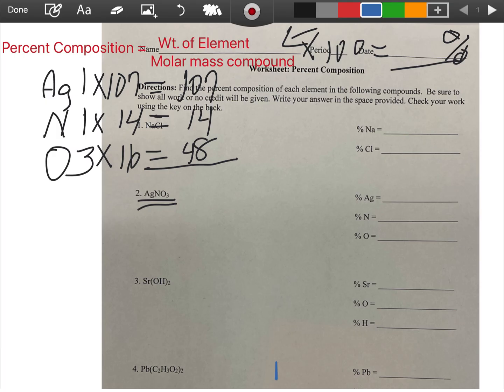So what's my molar mass here? Get the calculator and add those up. 107 plus 14 plus 48. Very good. And so 169 grams per mole. This is your total molar mass. Okay, so when you're doing it on Schoology, you're going to put this particular number, because if you don't put it in the right place, it's going to count it against you. Okay?